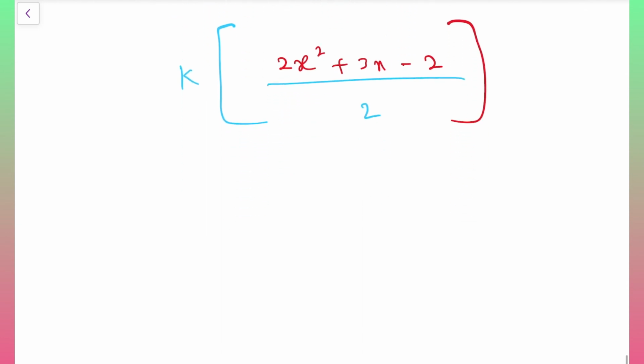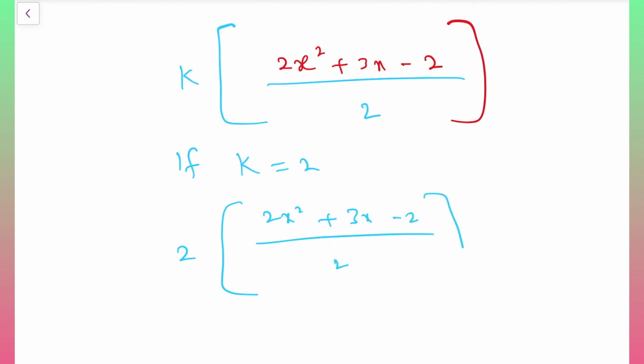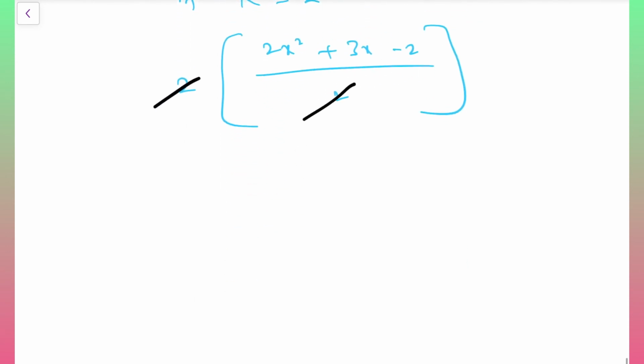So now here we got a denominator 2. To remove this 2, take the k value as 2. If k equals 2, then 2 into 2x square plus 3x minus 2 whole divided by 2. So these 2s both get cancelled. Then finally we remain with 2x square plus 3x minus 2. This is the required quadratic polynomial.